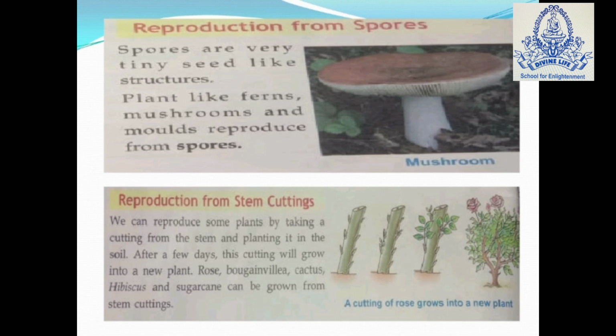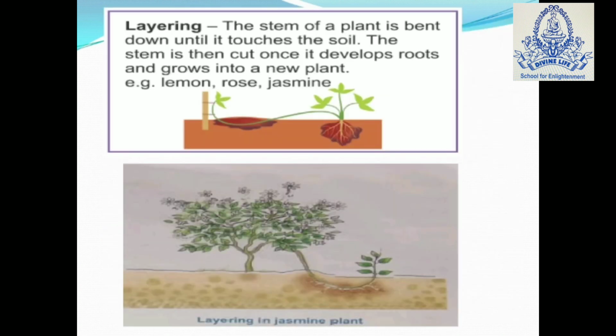Spores are very tiny seed-like structures. Plants like fern, mushrooms and molds reproduce from the spores. And next, we can reproduce some plants by taking a cutting from the stem and planting it in the soil. After a few days this cutting will grow into a new plant.